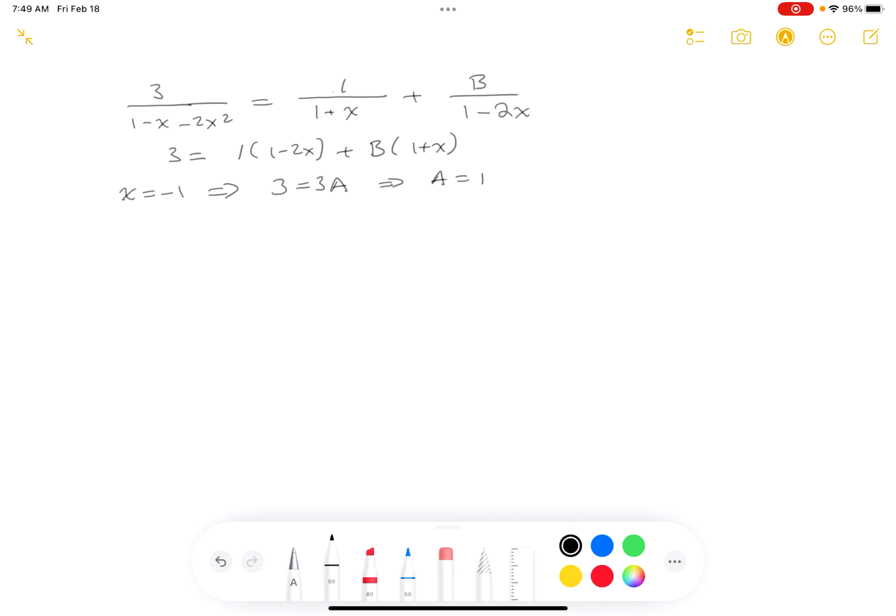Okay, what are you going to do now? Pick another easy number. I'm going to pick 0, but again, you're free to choose. You get 3 equals A plus B, so 1 plus B. So what does this mean? B is 2. Let me erase the B now, and the B is the number 2. So, if you think you're done here, not really.